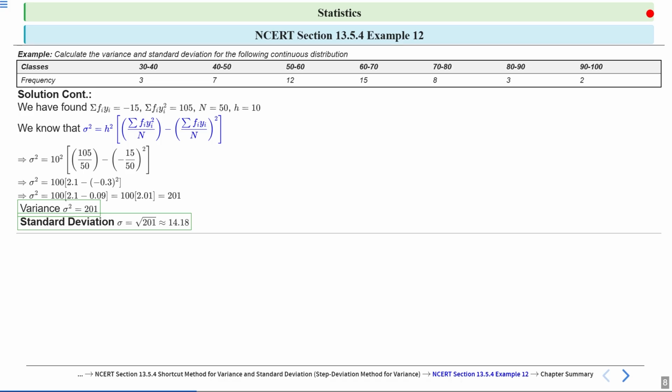And finally, to find the standard deviation, we take the square root of the variance. So sigma equals the square root of 201, which is approximately 14.18. So this is our final answer for the standard deviation. I hope this example is clear to all of you.